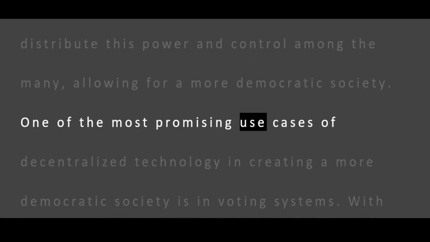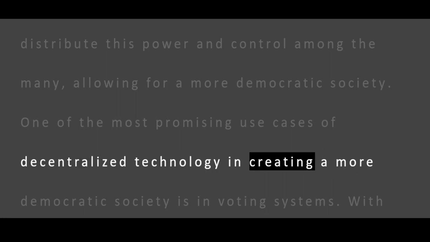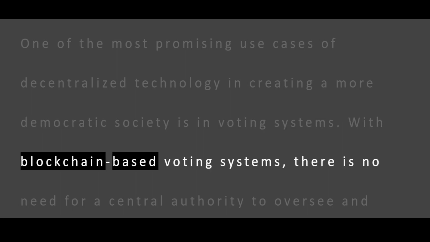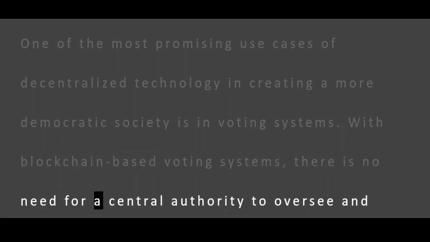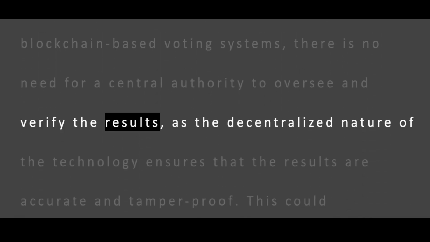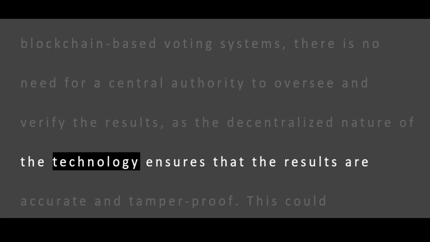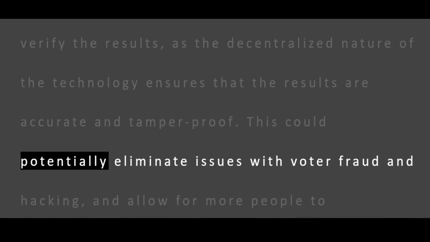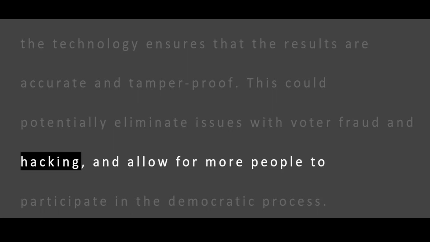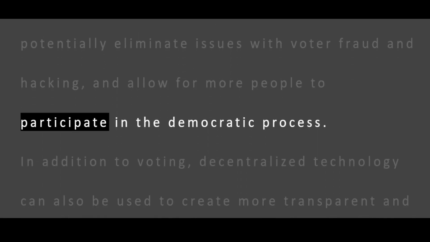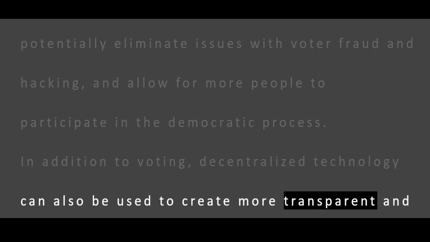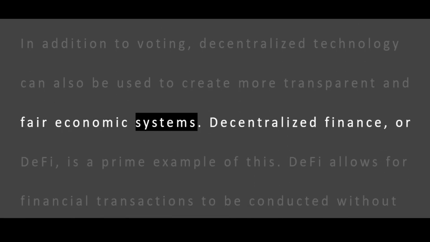One of the most promising use cases of decentralized technology in creating a more democratic society is in voting systems. With blockchain-based voting systems, there is no need for a central authority to oversee and verify the results, as the decentralized nature of the technology ensures that the results are accurate and tamper-proof. This could potentially eliminate issues with voter fraud and hacking, and allow for more people to participate in the democratic process.